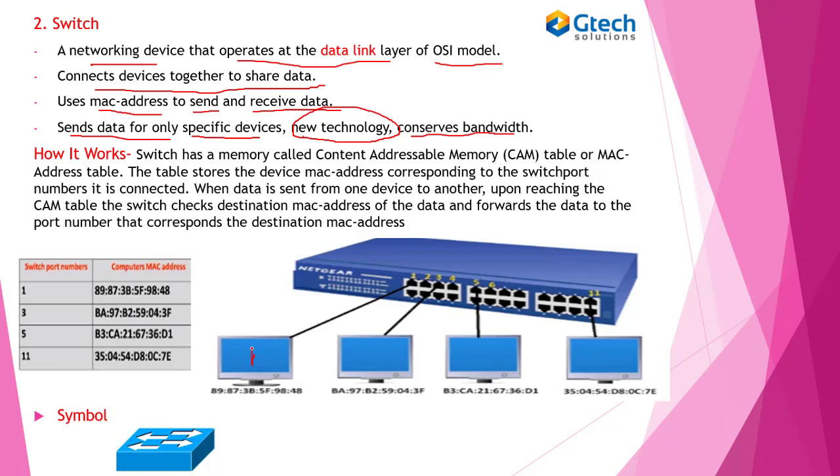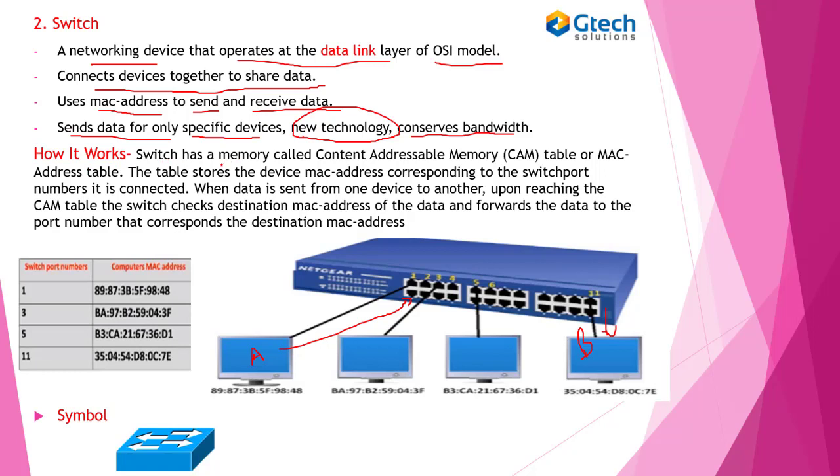Let's say this is device A, and device A wants to communicate with device B. It will send the data to the switch. The switch will say, oh, what's the source MAC address? It's for device A. What's the destination MAC address? It's for device B. And it will forward the data directly to device B without sending it to these other devices. Okay, understand? Good.